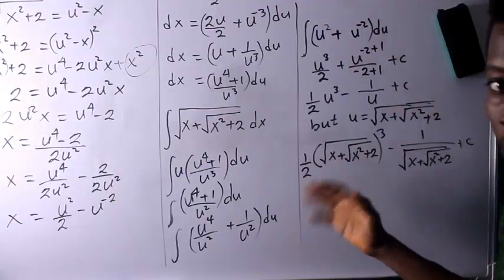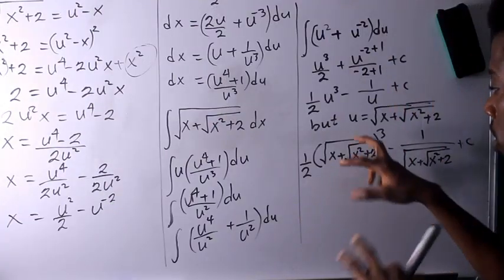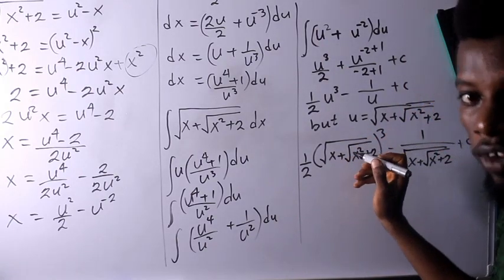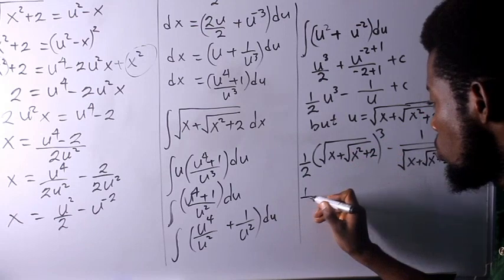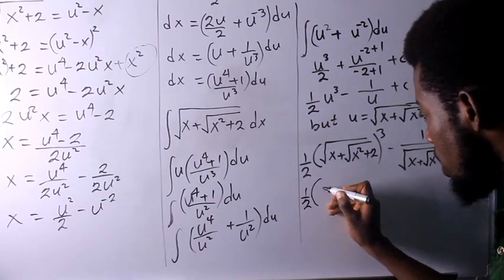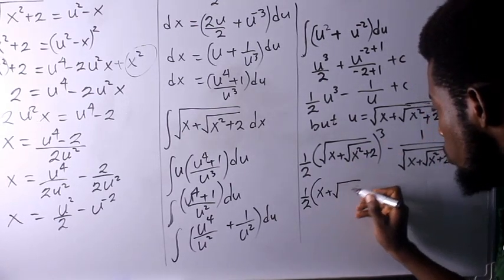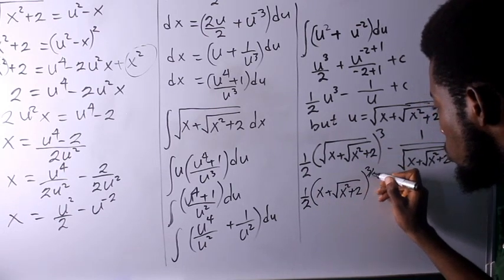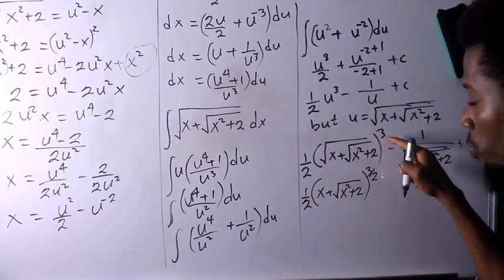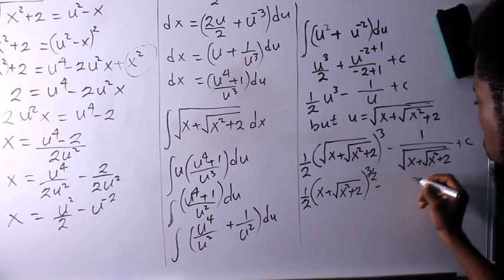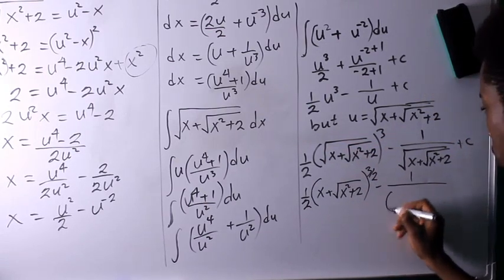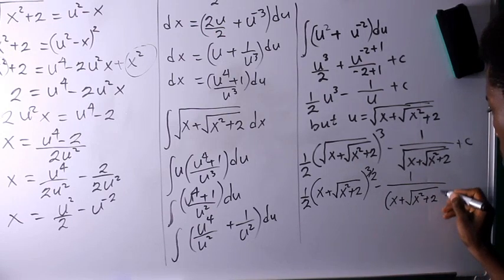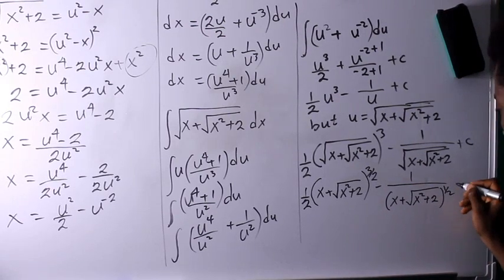We could rewrite our answer where the entire thing is raised to a fractional power. So since this square root is 1 over 2, we have 1 over 2 parentheses x plus the square root of s squared plus 2 raised to the power of 3 over 2, because 1 over 2 times 3 is 3 over 2, minus 1 over parentheses x plus the square root of s squared plus 2, all raised to the power of 1 over 2, plus c.